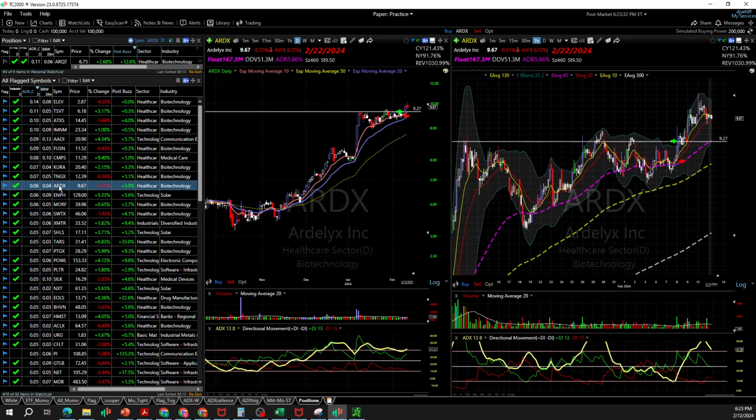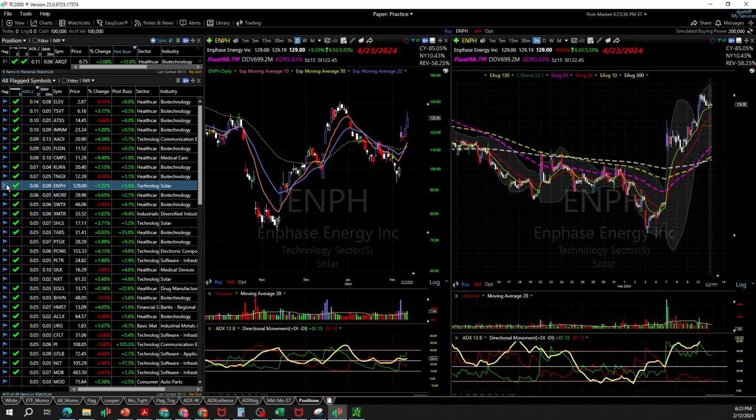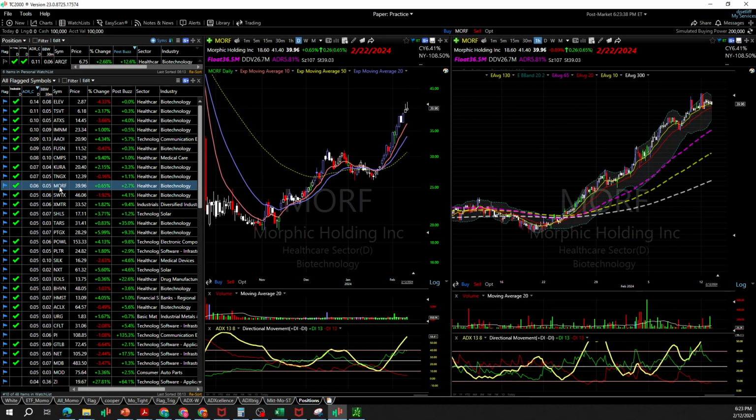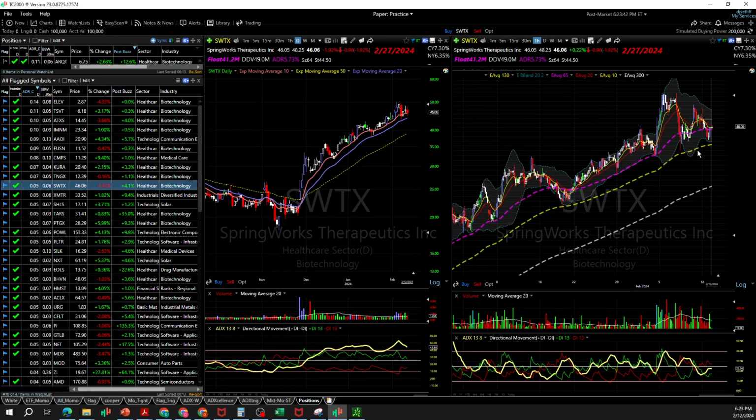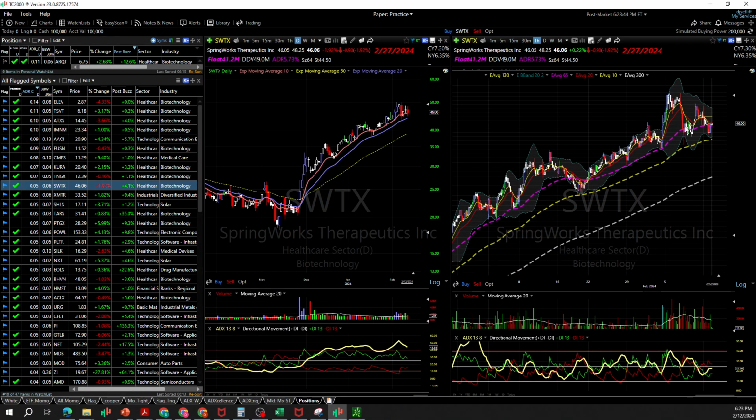Sloppy. Already broke out. Already broke out. It's already extended. I mean, it's just sloppy. You have these large range bars. There's not a lot of tightness. Maybe if this thing builds itself out a little more, potentially, but right now, no.